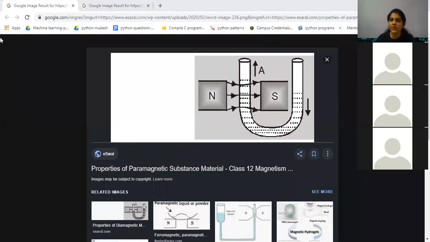All right. So you all can see over here there is a liquid inside, which is a paramagnetic liquid, and then there is a magnetic field provided over here at one side of this U-tube. You all can see what is happening. The liquid is rising here. Why? Because paramagnetic materials are attracted to the external magnetic field. Okay, as simple as that.